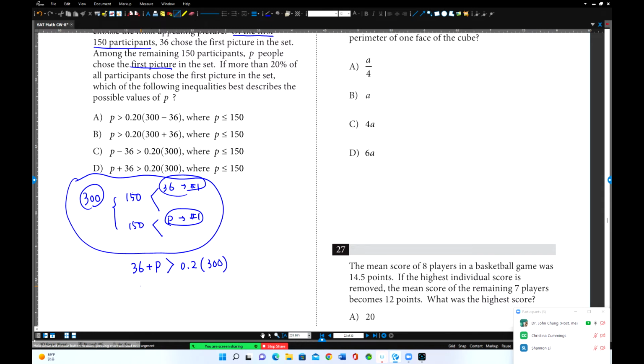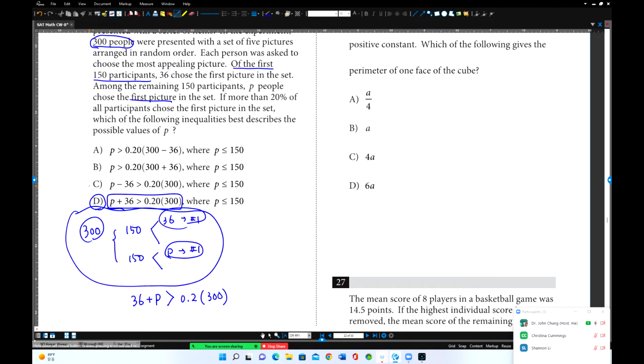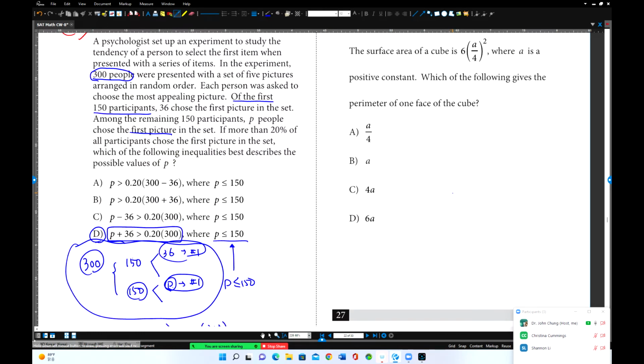So which one is equal to this one? This one, right? But this is the same thing. You don't have to care about this one. Just choice D is the answer. But why is this one working? Because P cannot be more than 150, the maximum is 150. So P is less than 150. That's why we put one more restriction there. But choice D is okay.